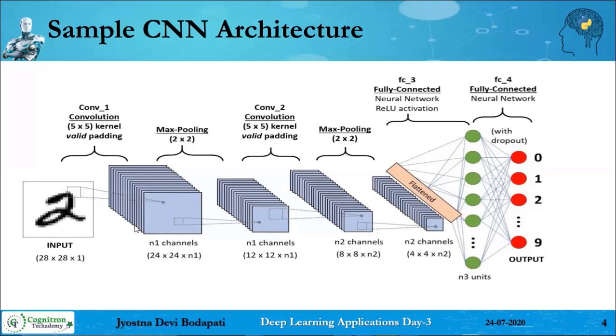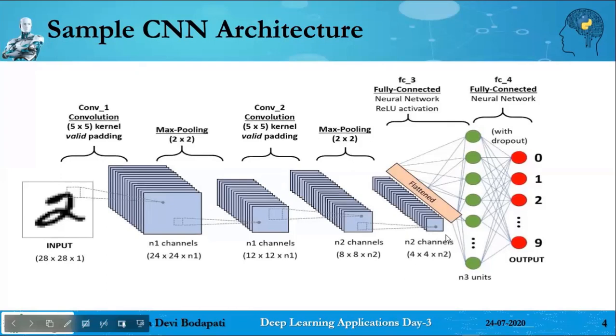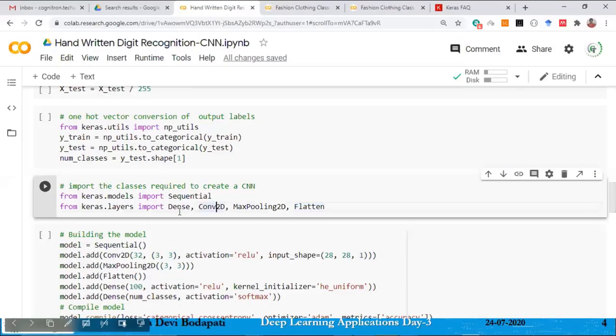The convolution layers, we already discussed enough about all these things. Let's now see the implementation. Just import whatever layers are required. Here I know that I need a dense layer, a convolution 2D, a max pooling layer, and also a flatten layer. So just import whatever layers you need from the Keras layers package.